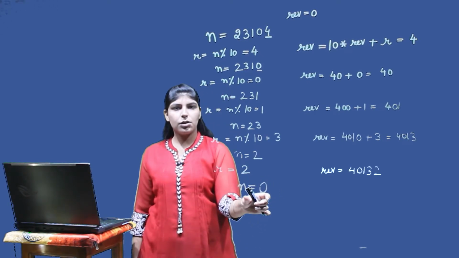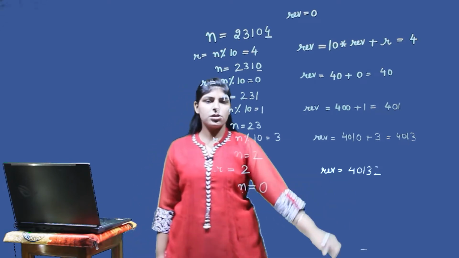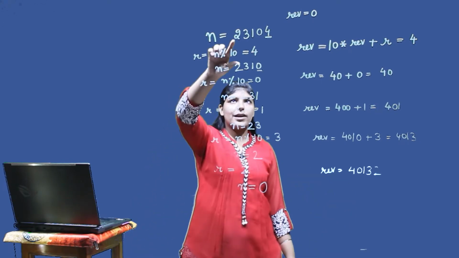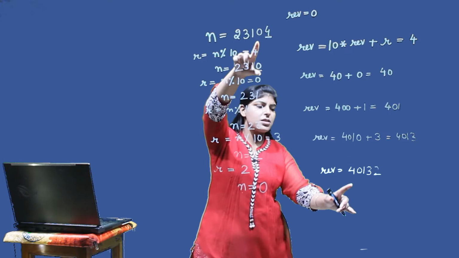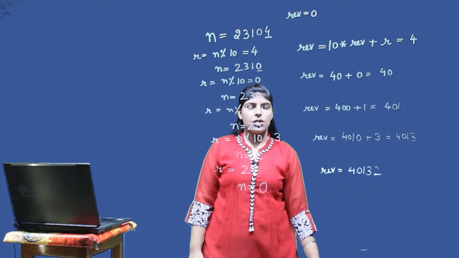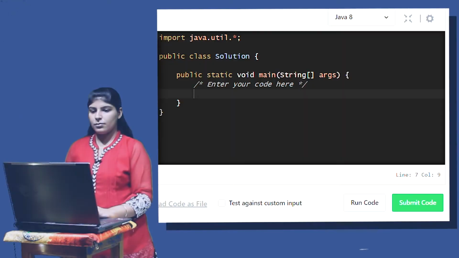So now I have 0 in the number n. So I will stop calculating the reverse. So I get the reverse of 23104 as 40132. So let us see how we can code this.